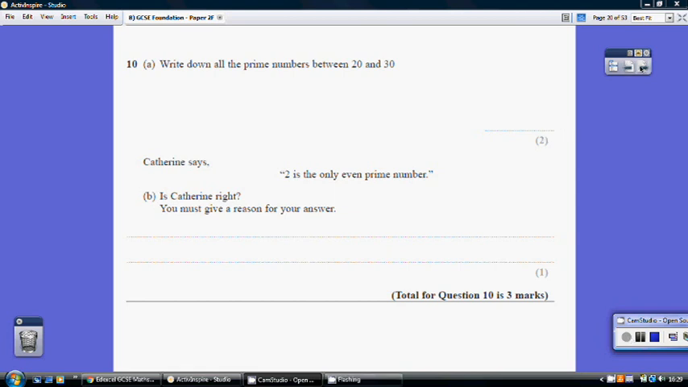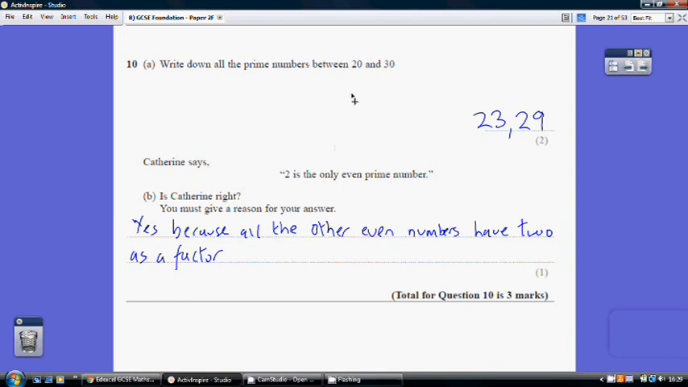Question 10. Write down all the prime numbers between 20 and 30. Well, 21's not prime, 7 threes. 22's even, so that's not prime. 23 is. 24's even, 25's divisible by 5, 26 is even, 27, 9 threes are 27, 28 is even, but 29 is odd.